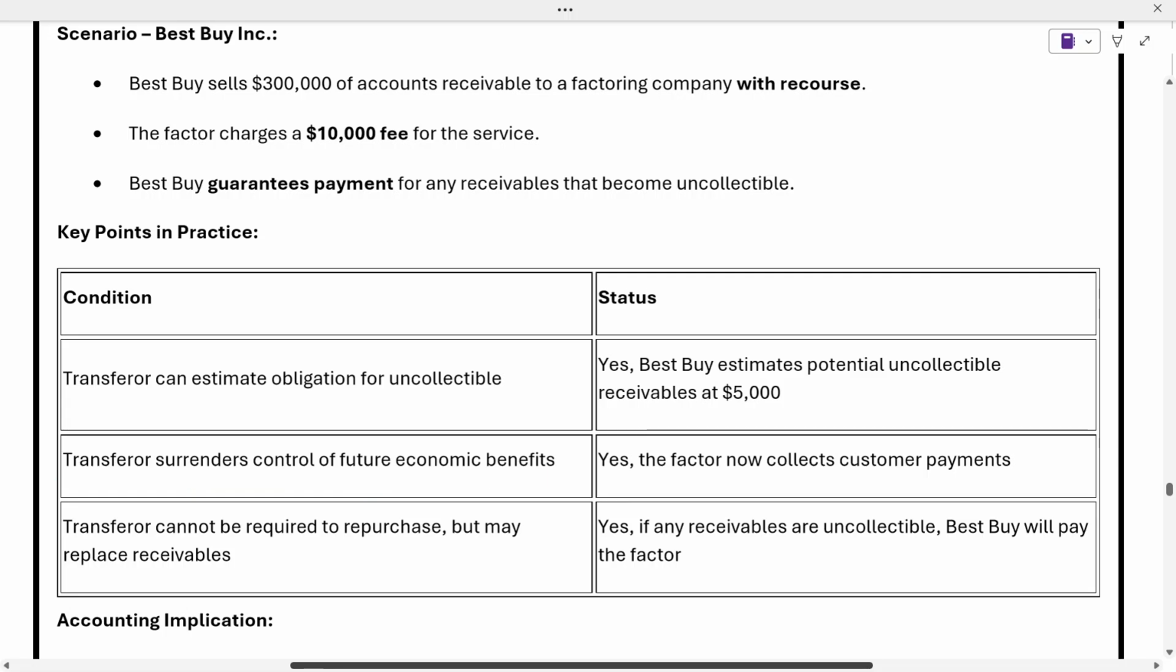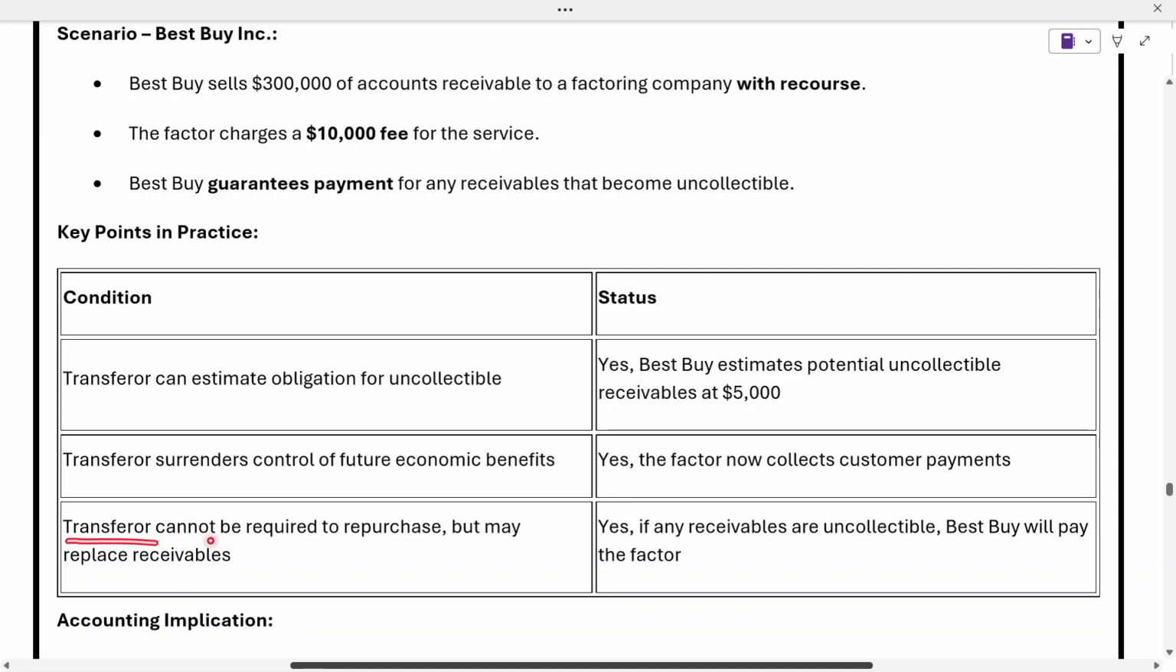Now, what happens? The transferor, like Best Buy, won't receive the accounts receivable or the money in their bank account, because the factor now collects the customer payment. The factor will be going and collecting the customer payment. It belongs to the factor now.